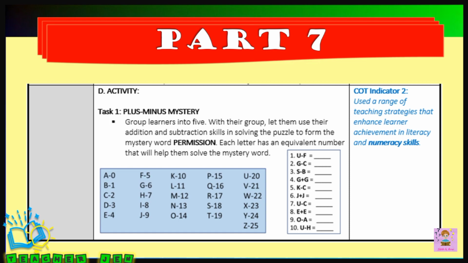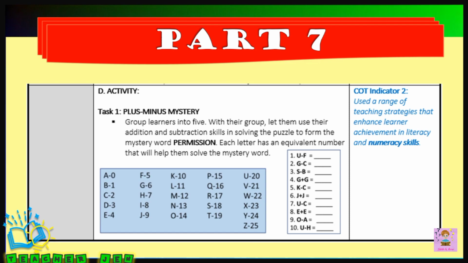I have personally designed the puzzle here in which my learners will guess the mystery word, which is permission, by solving addition and subtraction problems in numbers 1 to 10. This puzzle incorporates codes where letters correspond to specific numbers. By deciphering the codes, they can deduce the mystery word. For example, when they subtract 5, which is represented by F equivalent to 5, from 20, which is represented by U equivalent to 20, they get 15, which corresponds to the letter P. Through this integration, the activity aims to enhance learners' numeracy skills and their ability to apply mathematical concepts in a fun and engaging manner.